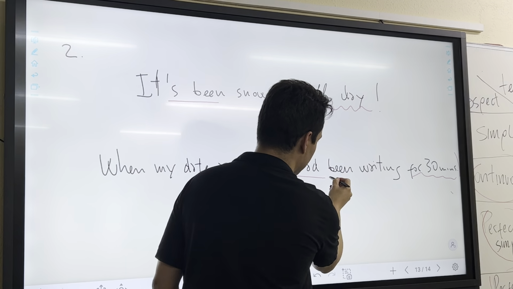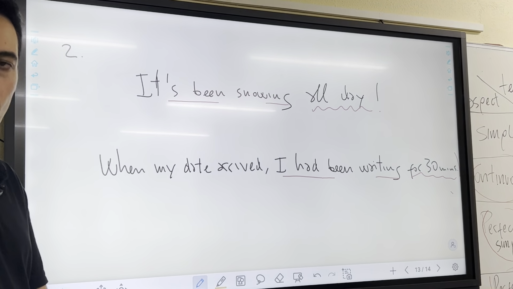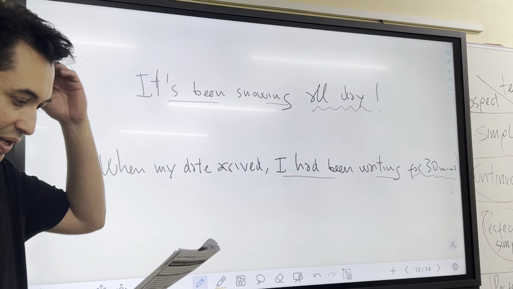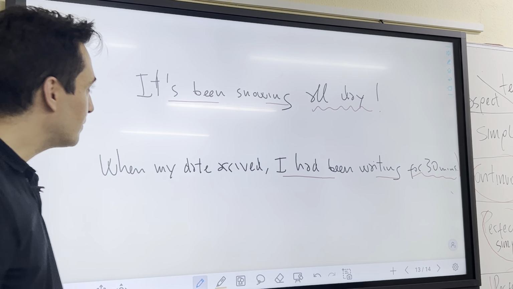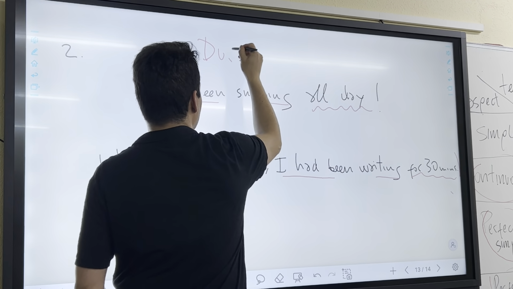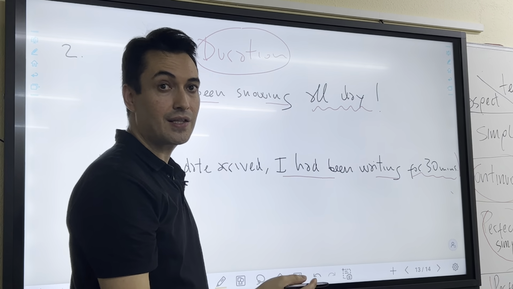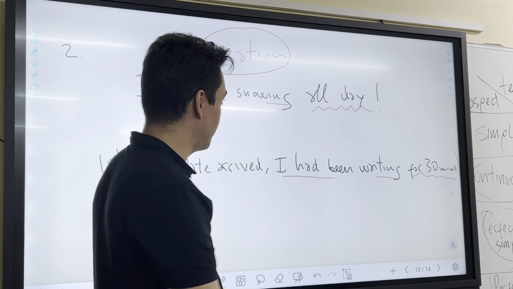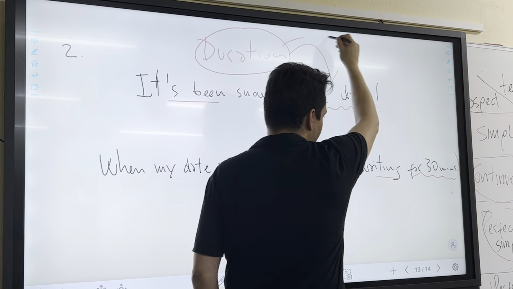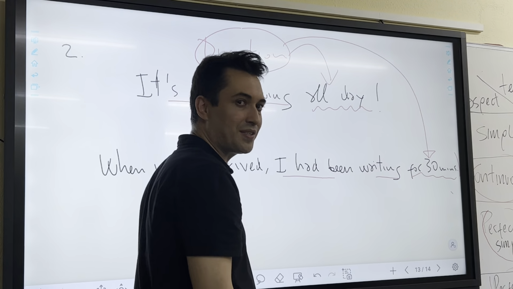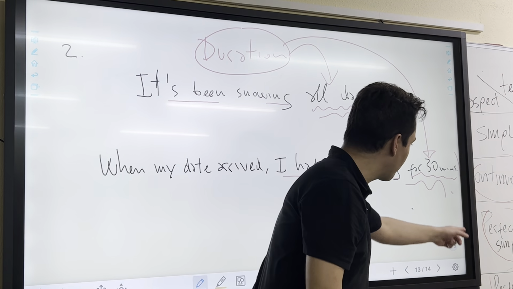Perfect, continuous. When you have the combination of perfect and continuous, where is the emphasis? On the completion of the action or the duration of the action? The emphasis is on the duration. And normally, that duration is indicated by some references. In this case, all day. In this case, for 30 minutes. Okay? Long duration, long duration.